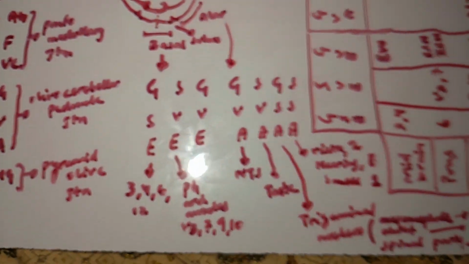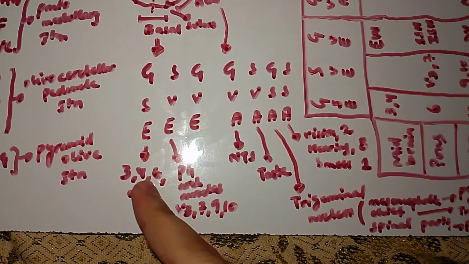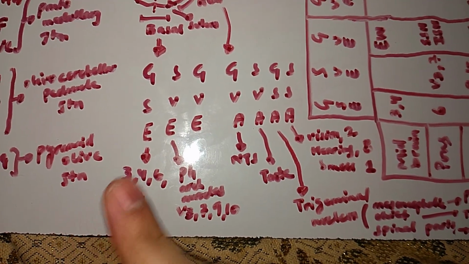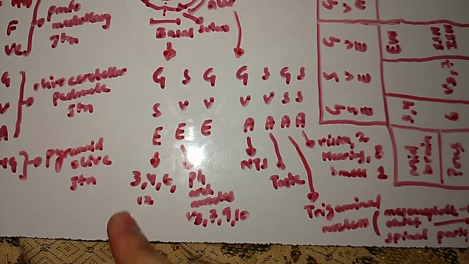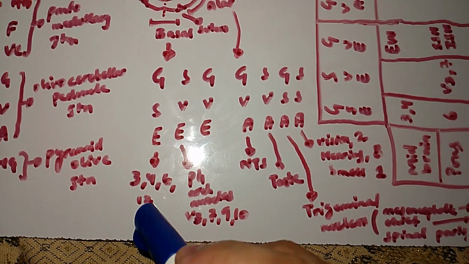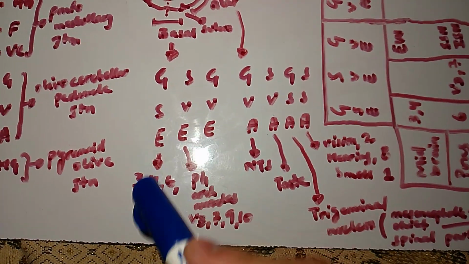Somatic, which is under your control, they are supplying the 3, 4, 6, and the 12th cranial nerve. 3, 4, 6 is for the extraocular muscles, and the 12th is for the tongue muscles. So this first column is for the 3, 4, 6 and 12 cranial nerves.